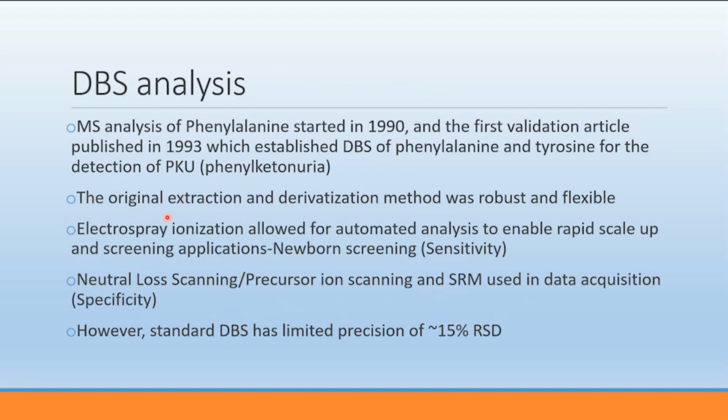And so this extraction and derivatization is very simple. It uses a simple methanol or acetonitrile extraction followed by butyl ester derivatization for classic analysis with electrospray ionization for high sensitivity and automation connected to a triple quad. It's often using scans like neutral loss scanning or precursor ion scanning, as well as more recently selected reaction monitoring to look at lower abundance metabolites. And in standard dried blood spot analysis, there's some imprecision because you don't necessarily know the volume of blood that you're using on a small spot, and the hematocrit levels vary over time.